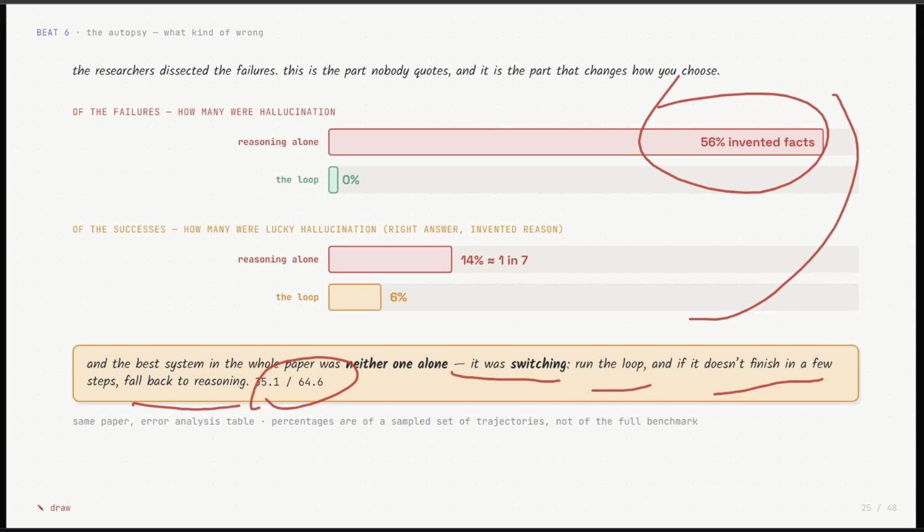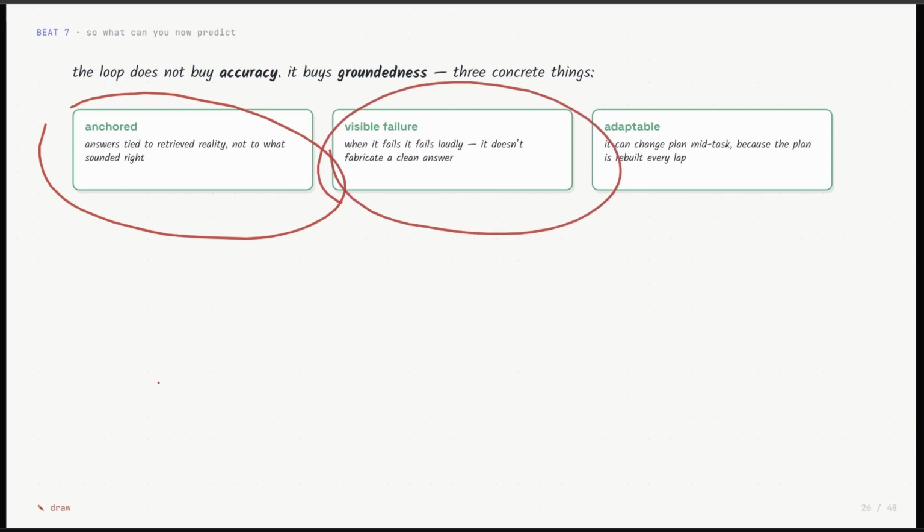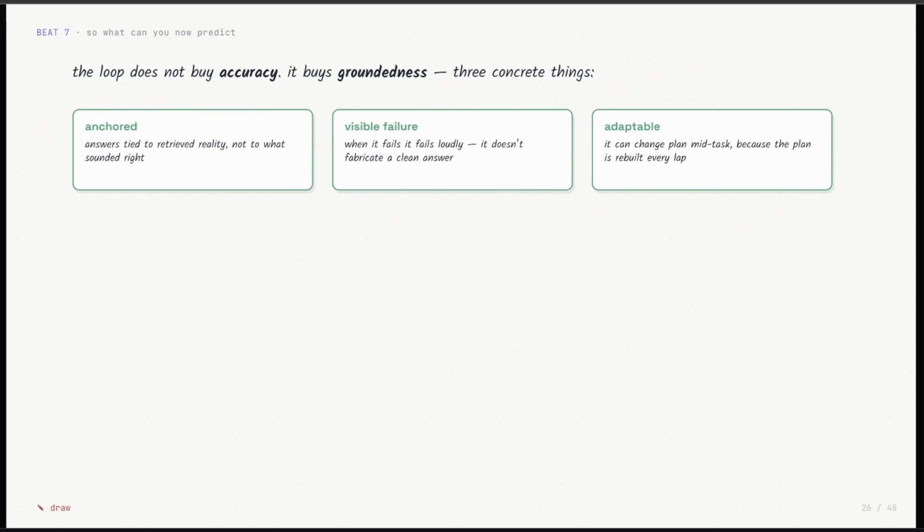One caveat about this is that these percentages come from the authors sampling and hand labeling the trajectories, not from scoring the whole benchmark. So here is what you can now predict, which is the whole point of the loop: it will buy you groundedness. And this groundedness can be broken down into three things. First of all, how anchored your retrieved reality or your context is, and it's not just hallucination or something that sounds right, which is really good in production.